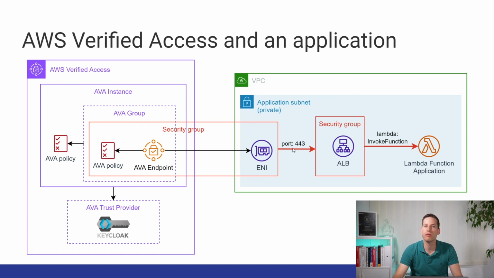And also, all of these security groups are configured in a way that a security group has only an inbound rule which allows the invocation from the verified access security group. And the verified access security group only allows an outbound connection to this ALB security group.